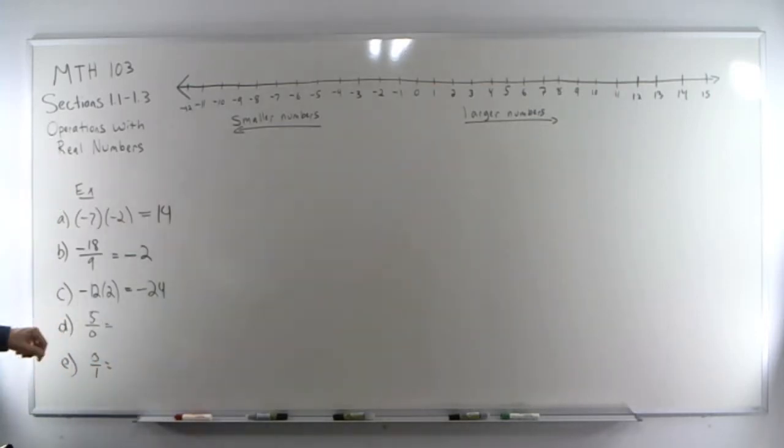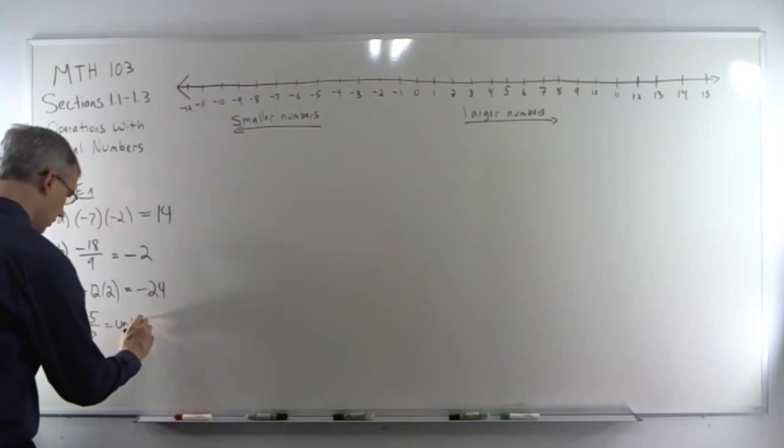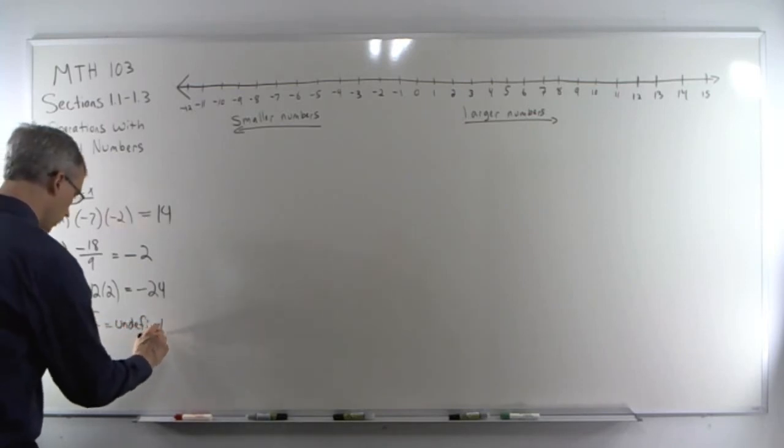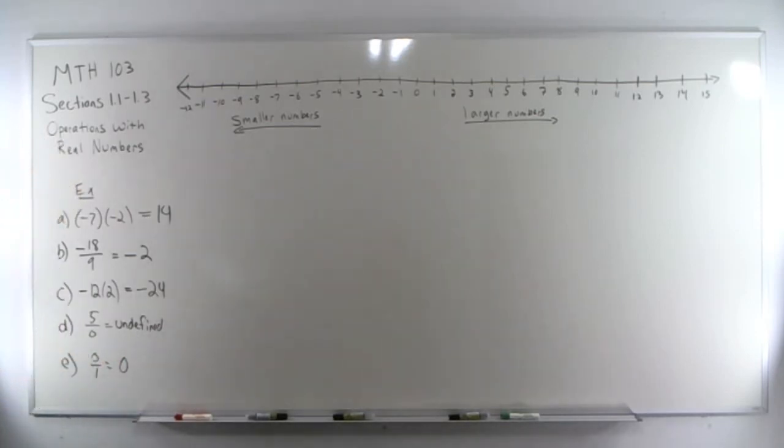For D, we have division by 0. That's undefined. And then 0 divided by any number is just 0. And that brings us to your turn, number 7.